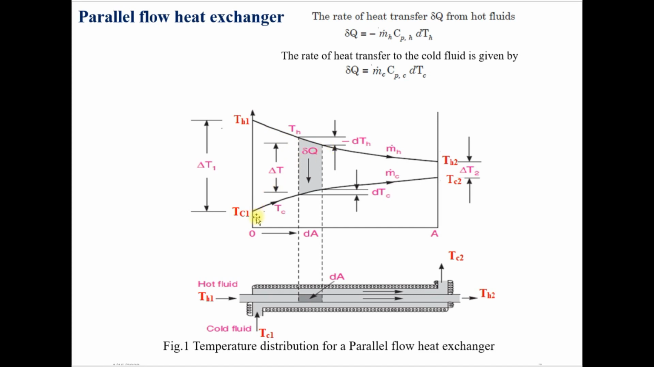But in the case of cold fluid, it gains heat energy, that means temperature is increasing along the length of the heat exchanger. Heat transfer takes place in this direction. If you observe the direction here, it is in the positive x-axis. Temperature is increasing, that is why dTc. It is minus dTh. The negative sign is because the temperature of the hot fluid goes on decreasing along the length of the heat exchanger. Then m dot h and m dot c will be the mass flow rates of hot fluid and cold fluid. Delta T1 will be the temperature difference at the inlet side. Delta T2 will be the temperature difference at the outlet side.